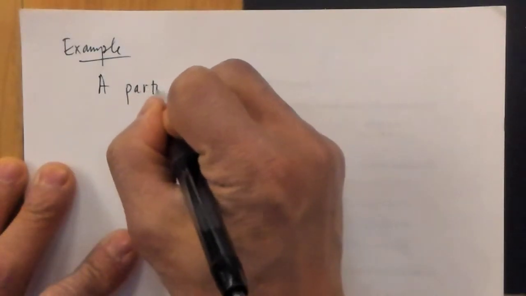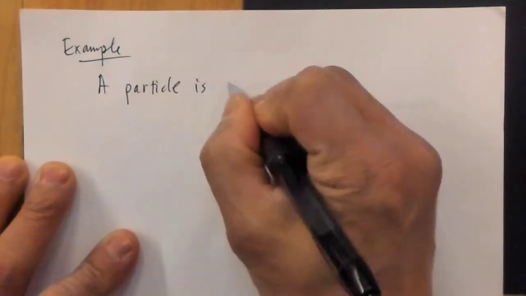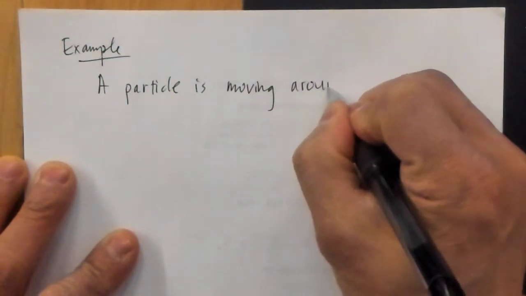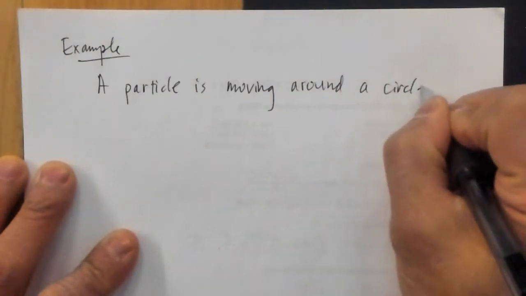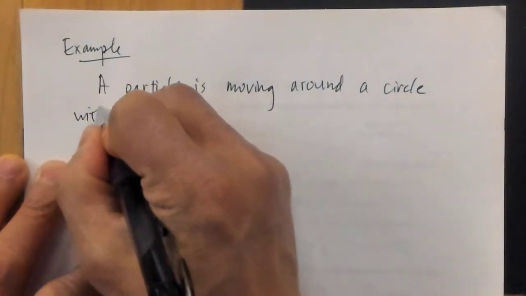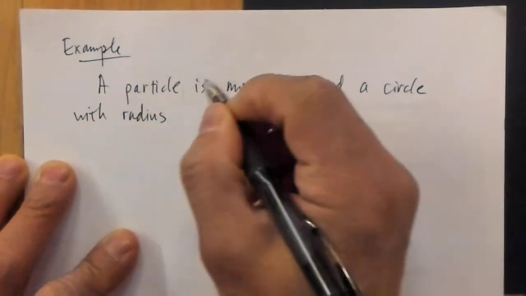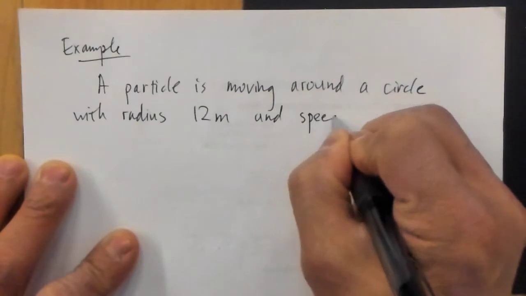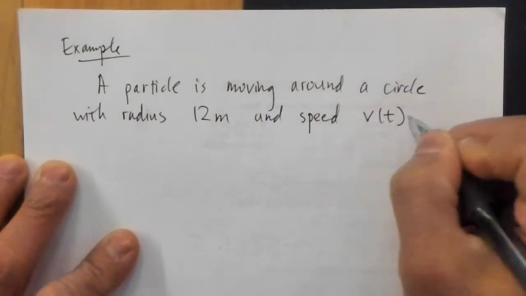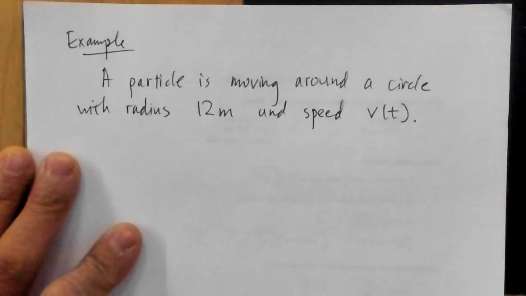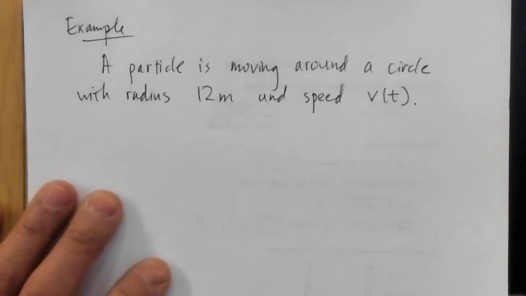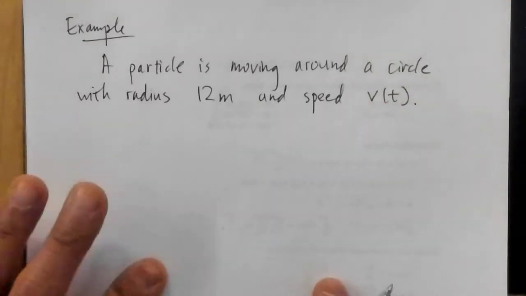So let's say a particle is moving around a circle with radius 12 meters and speed, and I'll give you a function later, v of t. Okay, that's the speed function. And I'm going to ask some questions, but then there'll be several cases. I'll do several v of t functions. Okay?